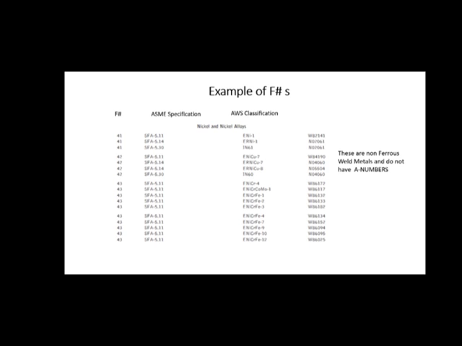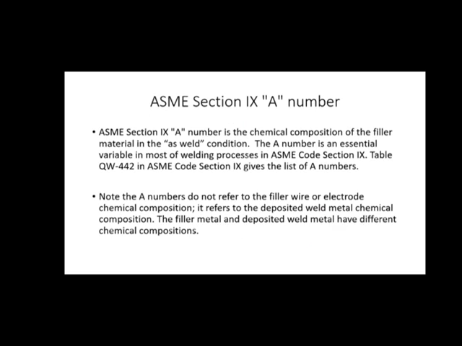Austenitic, ferritic, garden variety carbon steels, your 2 1/4 chromes, whatever. Anything that's a ferrous material, a steel that's been alloyed and is still a ferrous alloy, it's going to have an A number in addition to having an F number.